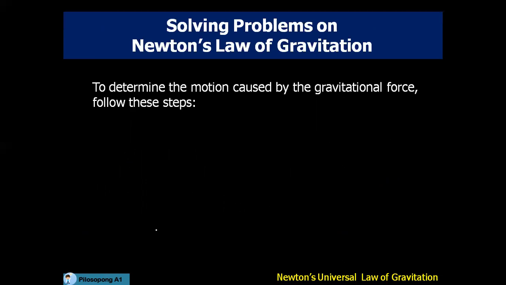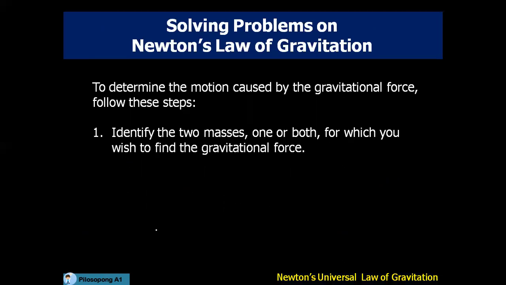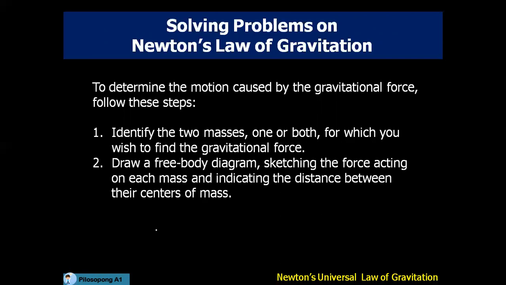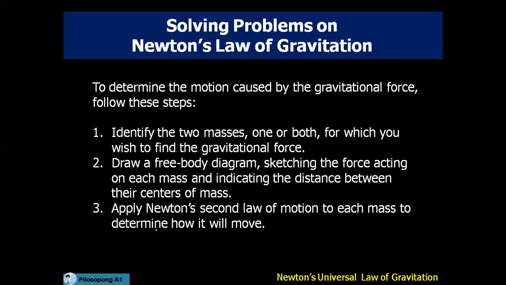To determine the motion caused by the gravitational force, follow these simple steps. Number one, identify the two masses, one or both, for which you wish to find the gravitational force. Two, draw a free body diagram sketching the force acting on each mass and indicating the distance between their centers of mass. And then we can already apply Newton's second law of motion, the equation that we had earlier, to each mass to determine how it will move.